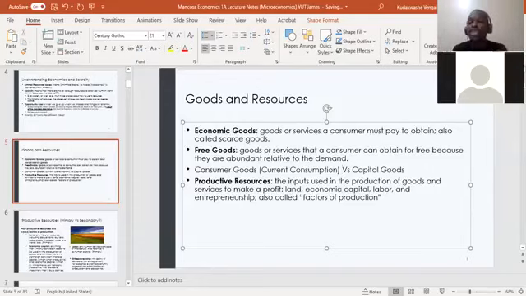Now remember what I said, what we talked about is the basis. Now we are going to go into the theories. So we're going to talk about the theory of the PPC. We're going to talk about the circular flow of income. That's another theory. And then we're going to talk about the theory of demand and supply, and then the theory of production costs, and then the theory of market structures.